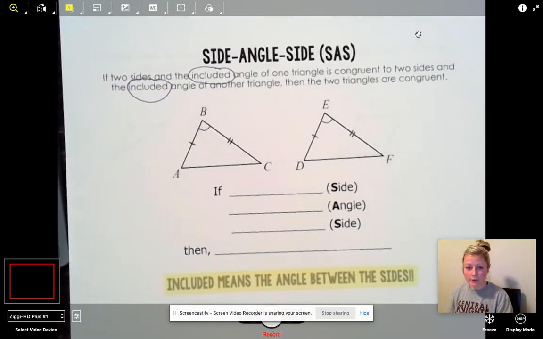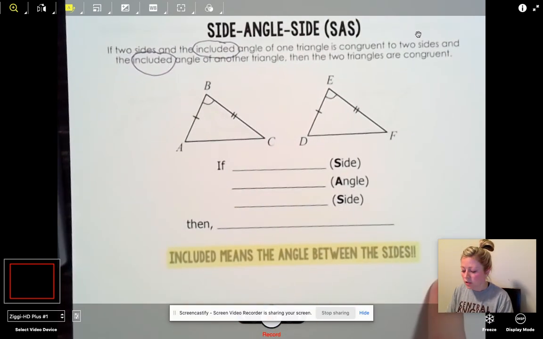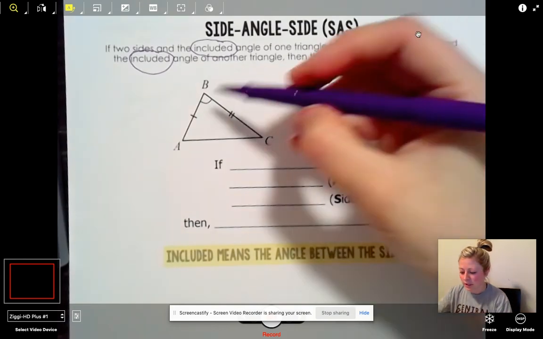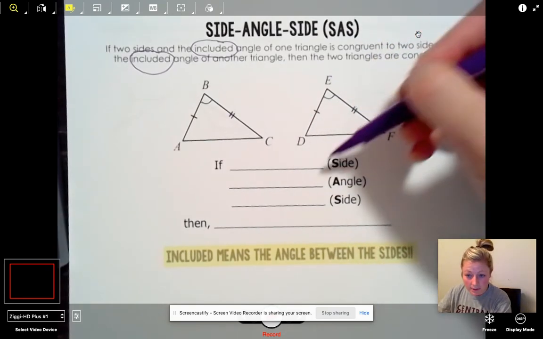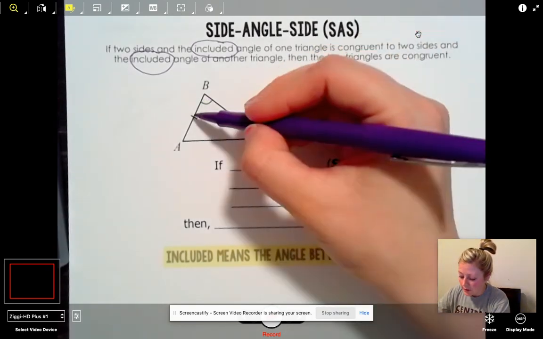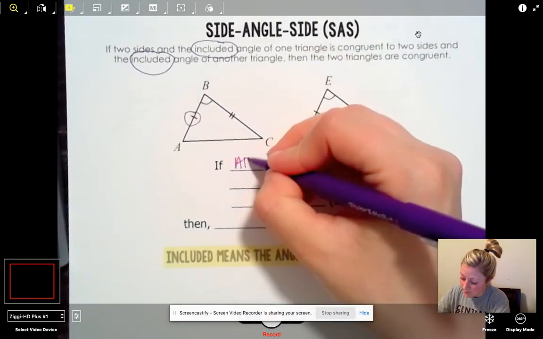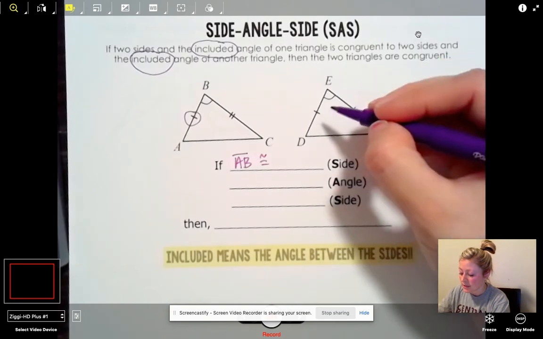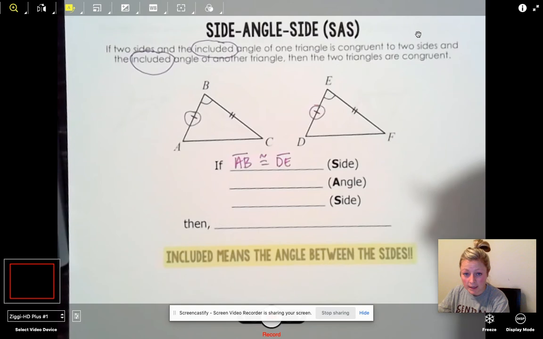If you don't know what included means, that's okay. Look down here. It says included means the angle between the two sides. So we need the angle that's between the two sides that are congruent. So it's going to look like this. Let's see what this looks like, okay? So again, we're going to match. I have my one tick mark. AB is congruent to side DE. So that's my one pair of sides.